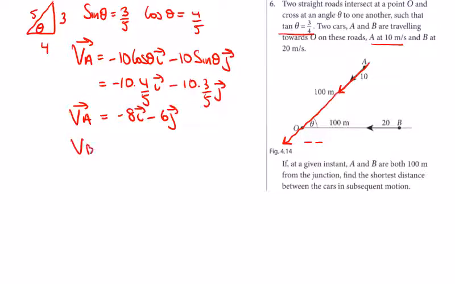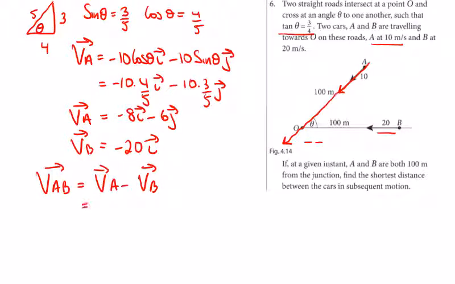The velocity of B is equal to minus 20 in the I direction. A is going to be at the junction, so we get the velocity of A relative to B. And we might actually read the question. Velocity of A relative to B is the velocity of A minus the velocity of B. We know this is going to set up whatever they're going to ask us, so we're going to get minus 8I minus 20I, so we're going to get 20 minus 8, which is 12I. We're going to have minus 6 in the J direction.